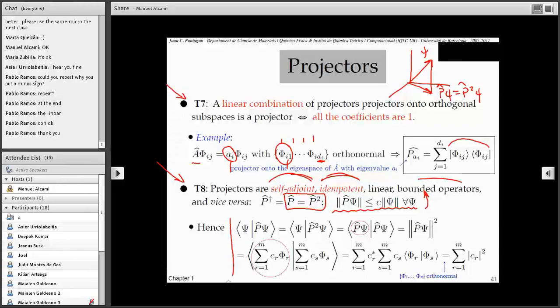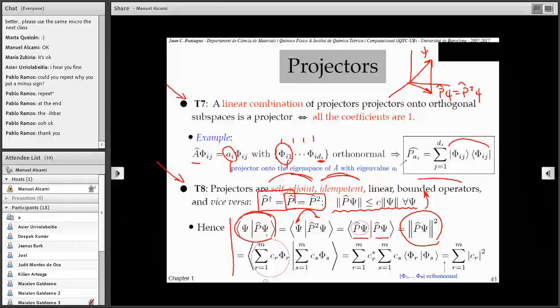And just some comments. When I have, for instance, a projector applied to some vector and then scalarly multiplied by the same vector, since this is the same as P square, and since P is self-adjoint, we can take one of the pieces and put it here, and then the scalar product of P psi, the scalar product of a vector by itself, is the square of the modulus of the vector. So this is the same as this.